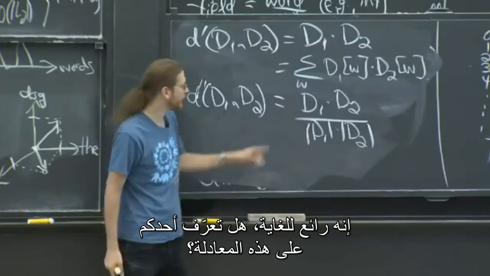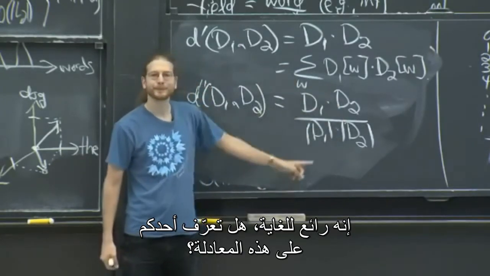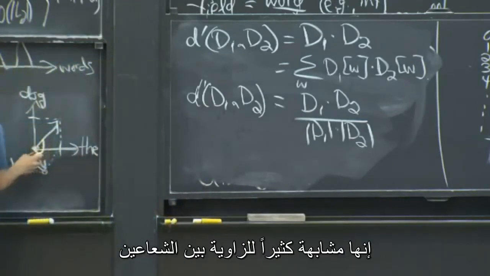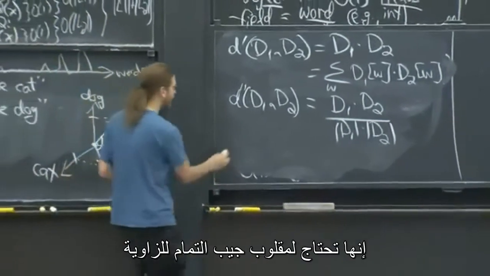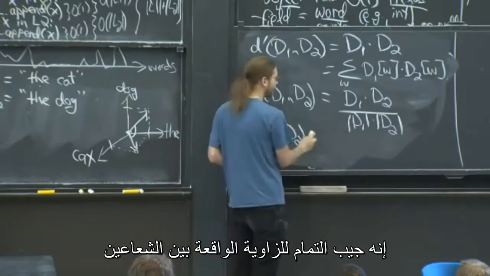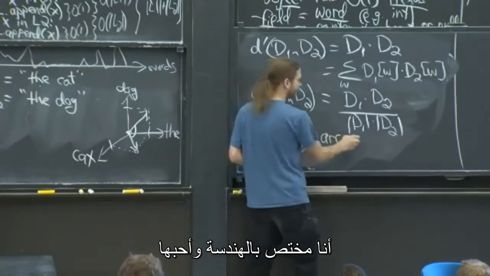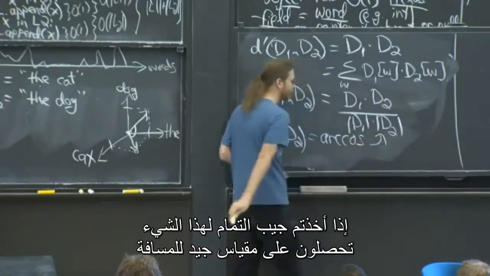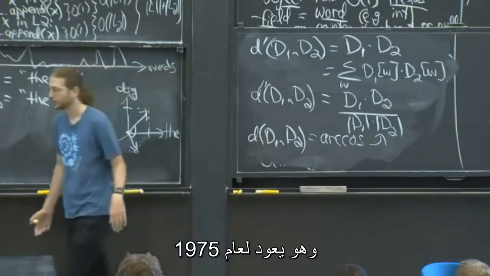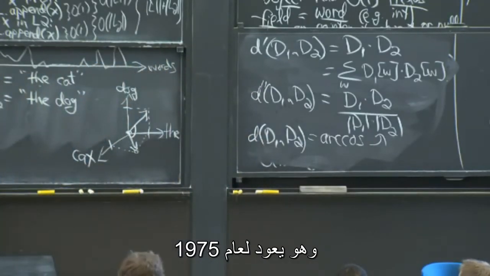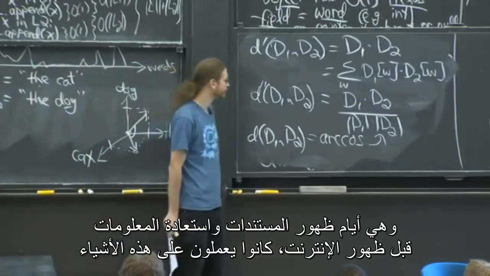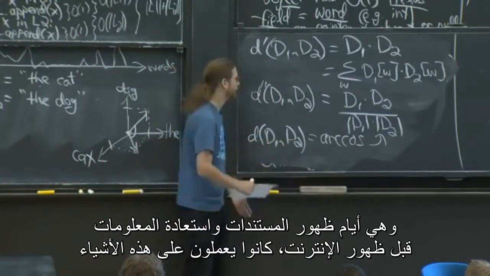This is pretty cool, but does anyone recognize this formula? Angle, yeah. It's a lot like the angle between the two vectors. It's just off by an arc cos. This is the cosine of the angle between the two vectors. And I'm a geometer. I like geometry. So if you take arc cos of that thing, that's a well-established distance metric. This goes back to '75, if you can believe it, back in the early days of document information retrieval, way before the web, people were still working on this stuff.